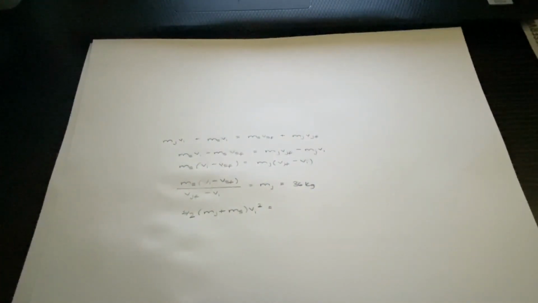And because we solved for J's mass, we now have all the variables accessible to us in this problem. So we can just simply plug in now. And when I do that, I'm going to get that our initial kinetic energy will be 639 joules.